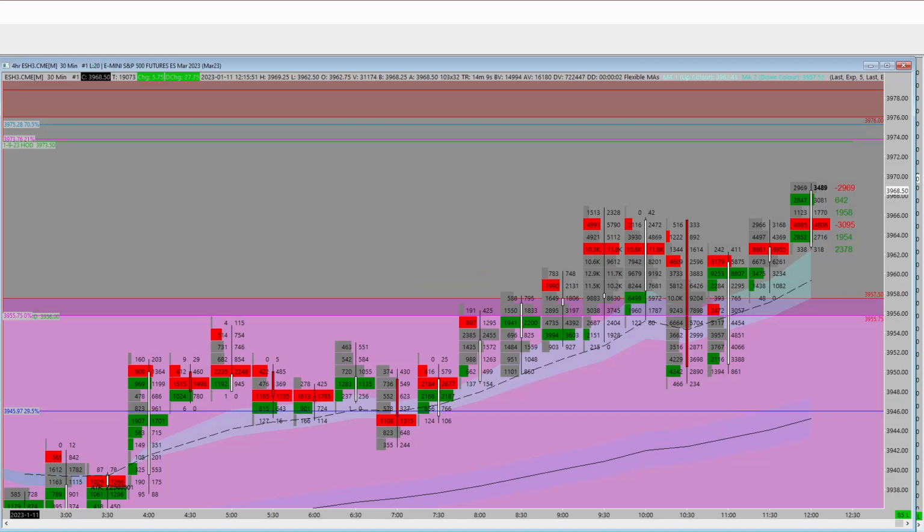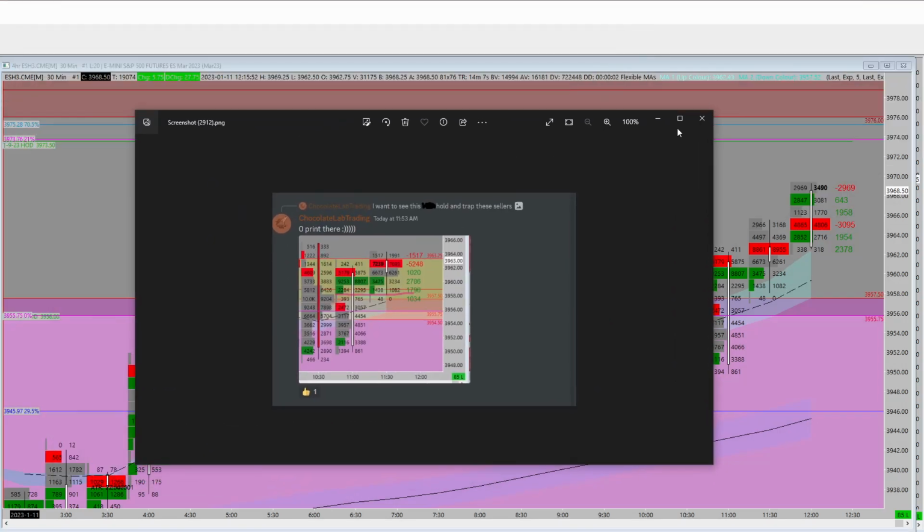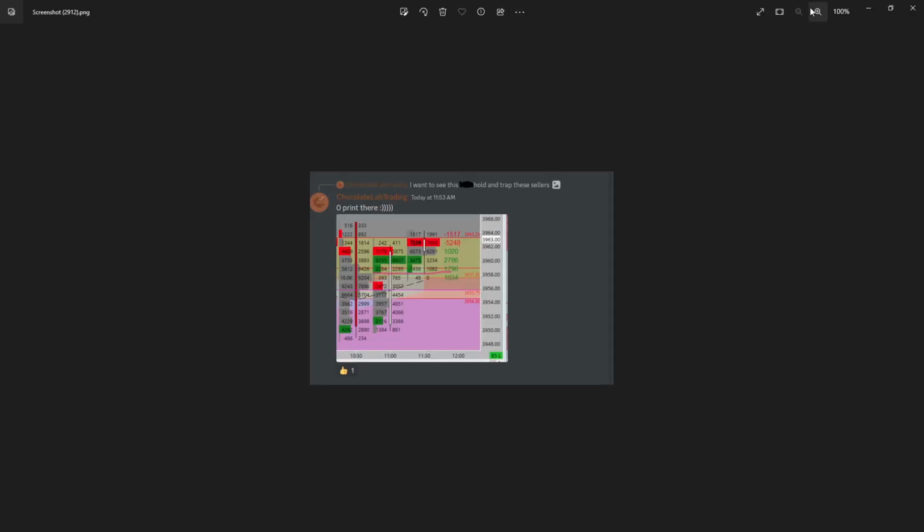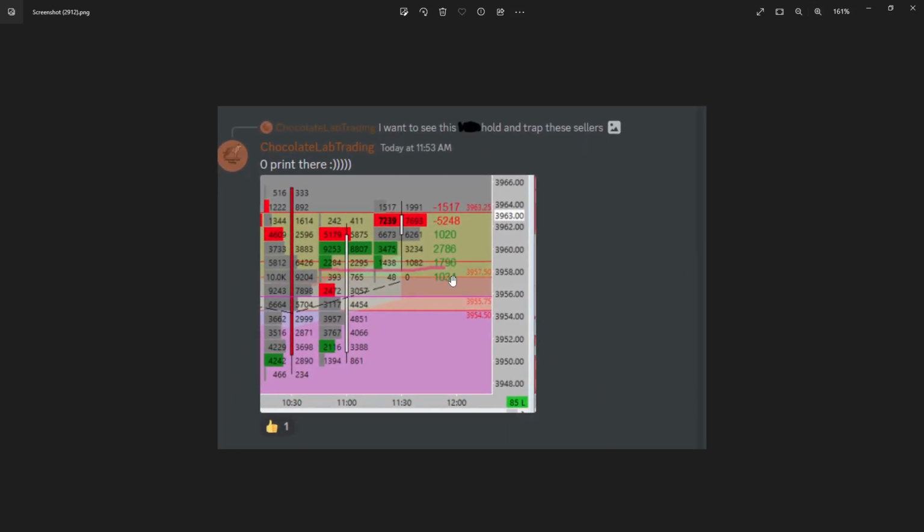a sell. So now at 11:53, we see that this area that I highlighted was visited, and guess what? A zero print there. It held. It's not anything in hindsight. It's not a crystal ball. This is just simple order flow tactics and how we could read and then profit off the market.